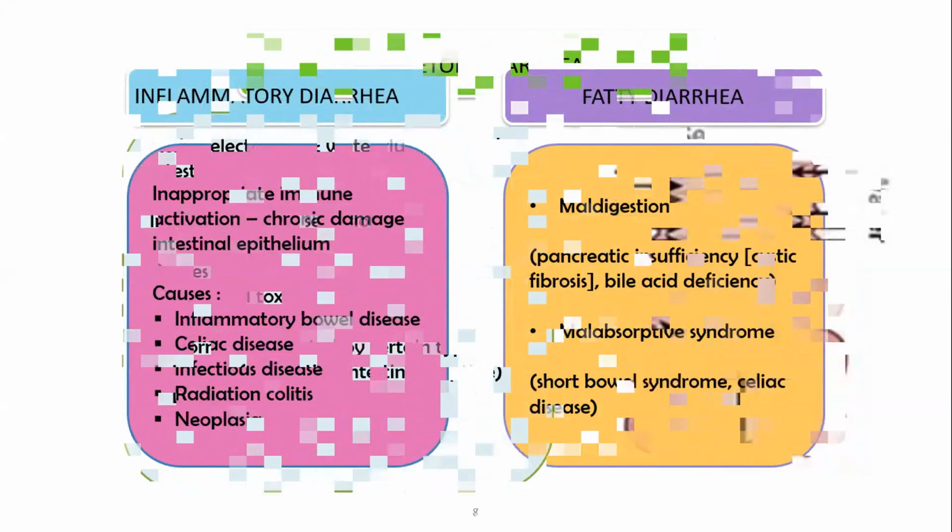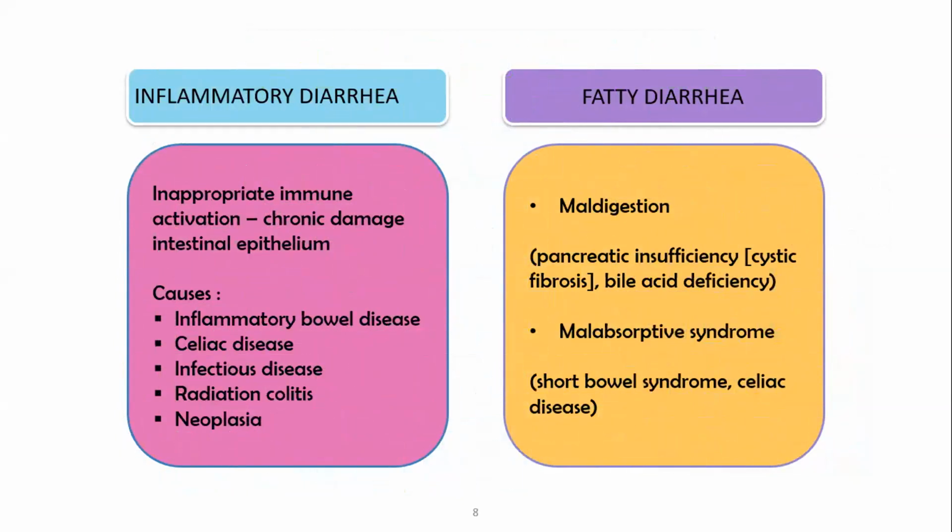Then the third one, we have inflammatory diarrhea. This is caused by inappropriate immune activation, causing chronic damage to the intestinal epithelium. The usual example of this is IBD. You know that IBD is an autoimmune disease which attacks enterocytes. Also celiac disease, which I will talk about more, infectious disease, reactive colitis, and neoplasia.